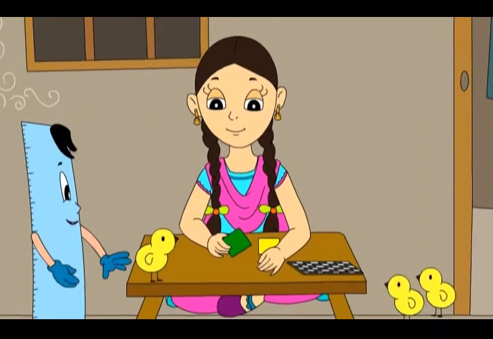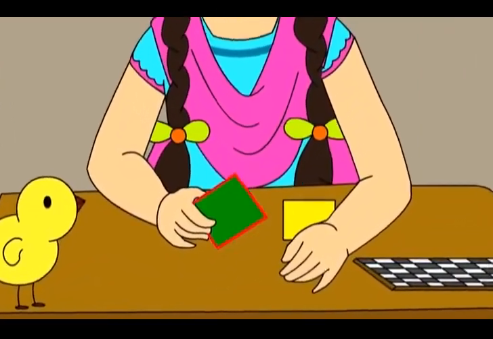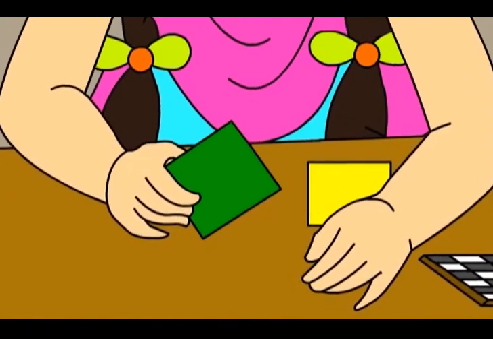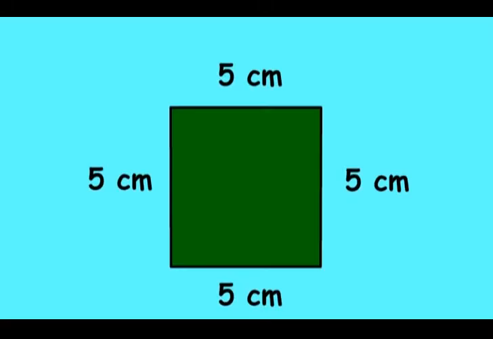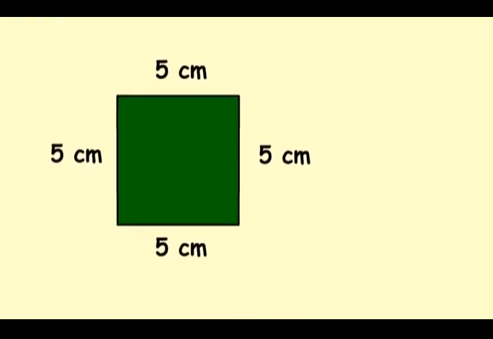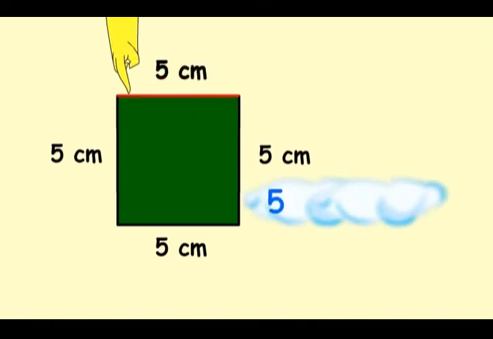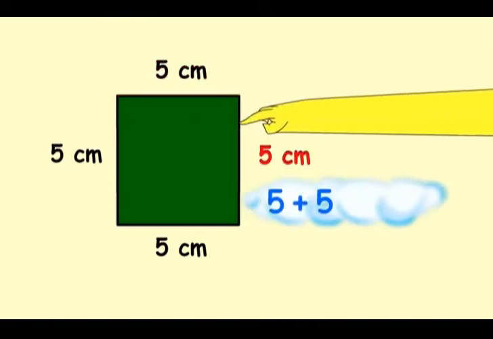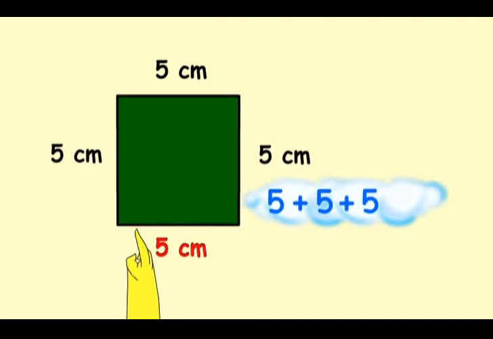Look, I have a piece of green colored paper. I measured the sides. The length of each side is 5 centimeters. Chick, can you tell the length of all the sides? I can. It is small numbers. It is 5 plus 5 plus 5 plus 5.